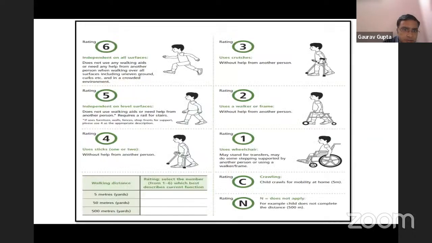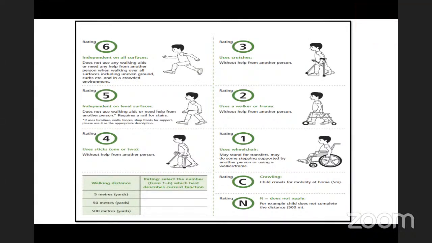So this is the functional mobility scale. And this helps in assessing the improvement post-surgery. We can't have a shift in GMFCS levels, but we do see shifts in the FMS scale after surgery and physiotherapies.